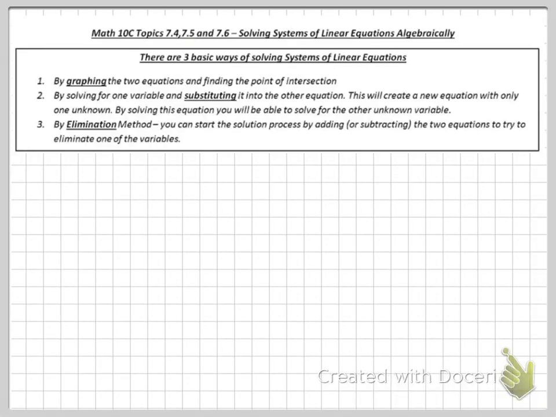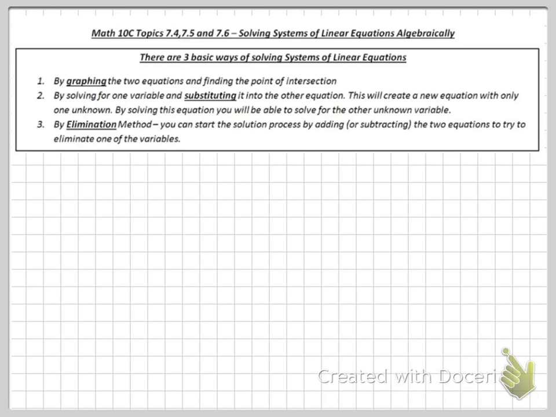Today in Math 10C, we're going to look at how to solve a system of linear equations algebraically. Now, we can solve them by graphing the two equations and finding the point of intersection. Or today, what we're going to look at is we can solve for one variable and then substitute it into the other equation. That's called the substitution method.